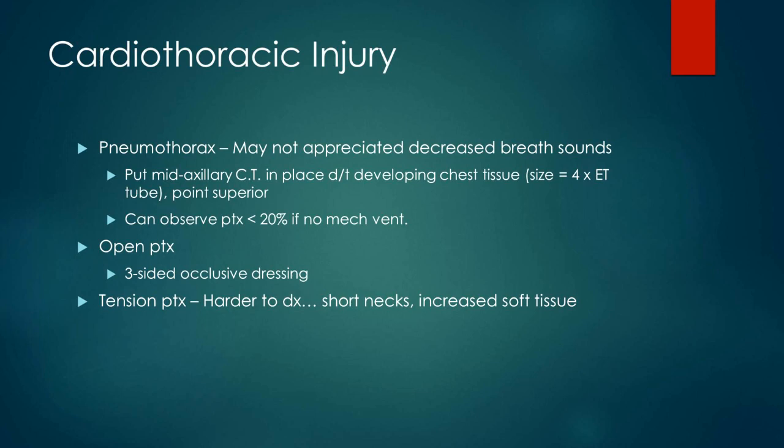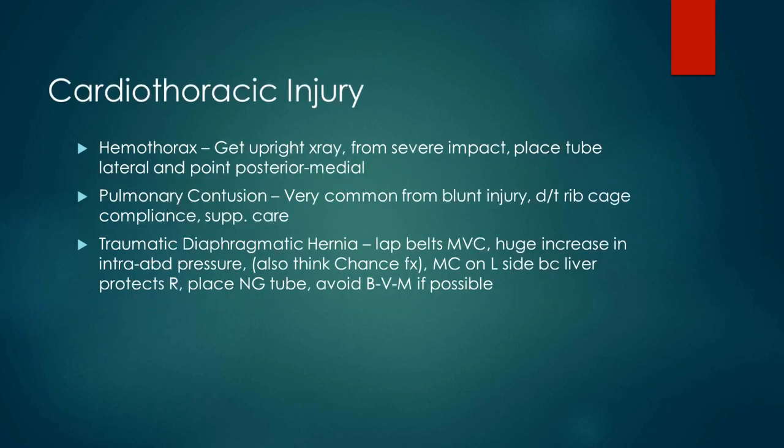You'll want to put a mid-axillary chest tube in place due to developing chest tissue. You can observe it if it's less than 20% and they're not mechanically ventilated. Open pneumothorax, three-sided, it's now recommended to do a four-sided occlusive dressing. Tension pneumothorax is harder to diagnose. They have short necks and increased soft tissue. You just want to make sure that you're monitoring for that. Hemothorax, get an upright x-ray from severe impact, place the tube laterally and point posterior medial. Pulmonary contusions are very common from blunt injury. You just do supportive care.